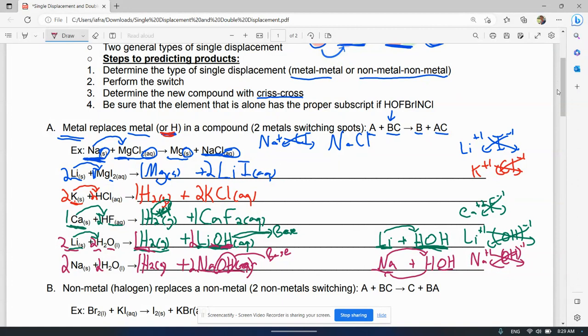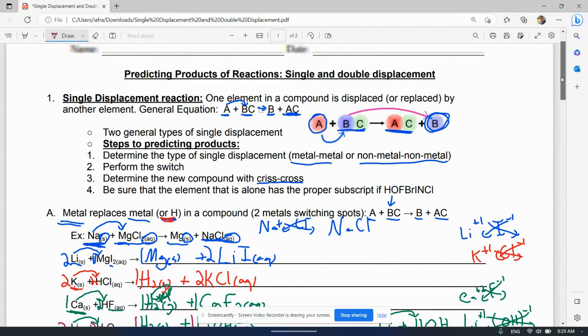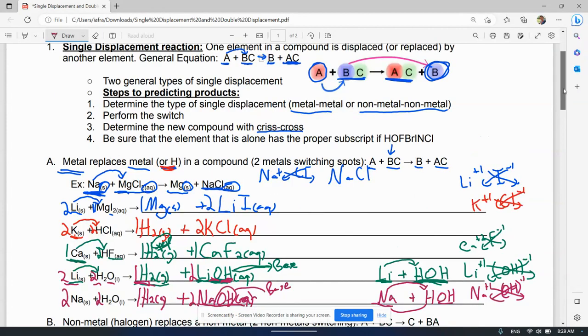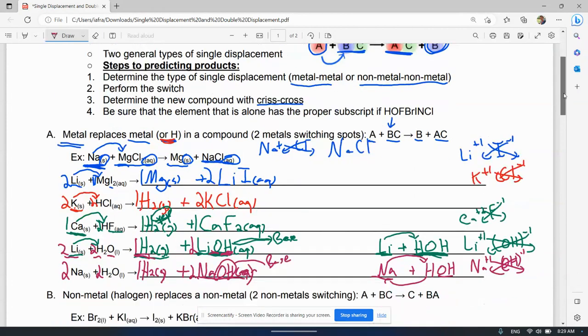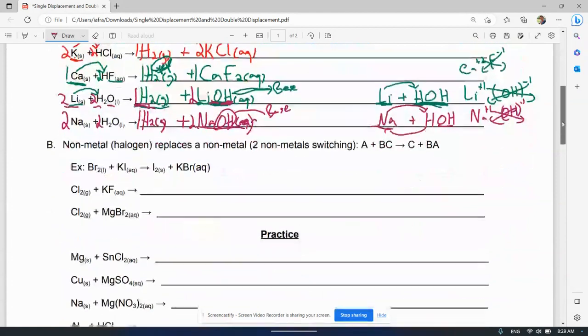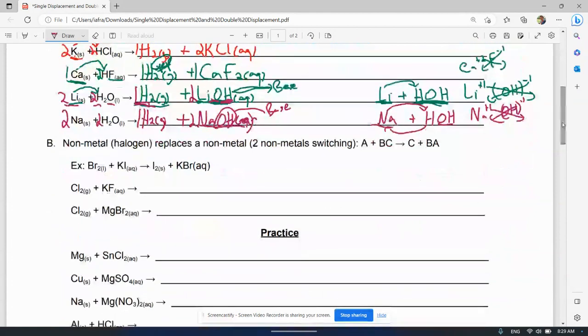So in this video, we saw single displacement reactions. We saw strategies to predict the products. We really just did focus on the first case, which is a metal replaces a metal. In the next video, we're going to take a look at the second case of single displacement, where a non-metal replaces a non-metal. Strategies are very similar, just you have to remember that the non-metal kicks a non-metal out. So that'll be in the next video.